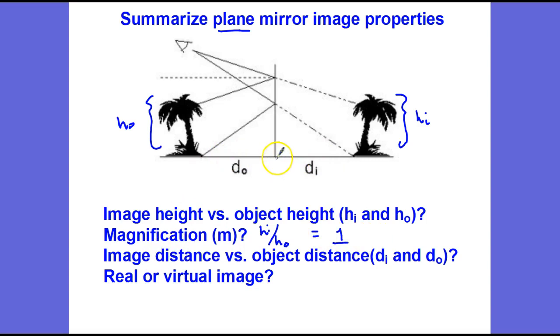The image distance is the distance from the mirror to the image, and the object distance is the distance from the mirror to the object. And for a plane mirror, they are equivalent.